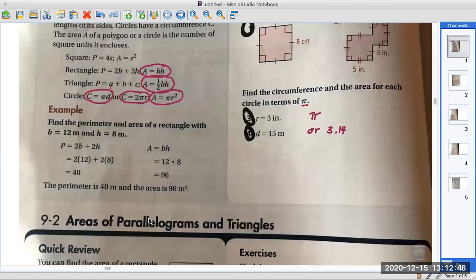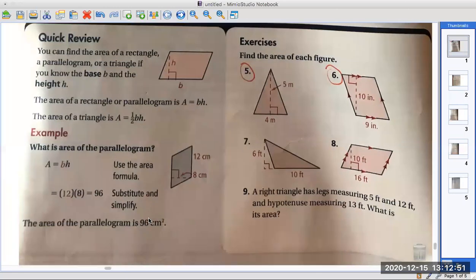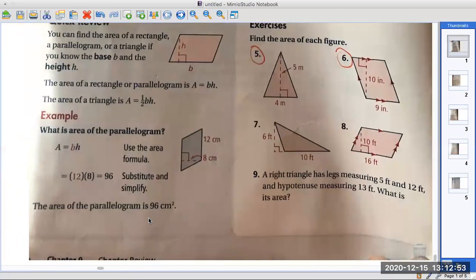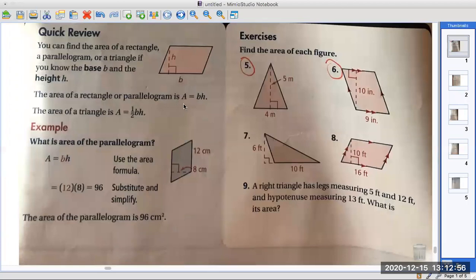Okay, so top of the page, we're going to the bottom. Now we're talking about parallelograms. The area of a parallelogram is base times height. The base and the height are always perpendicular. They have to be at a right angle. So these two are not the height. So you're not counting these. In a parallelogram, the height would not be a leg.